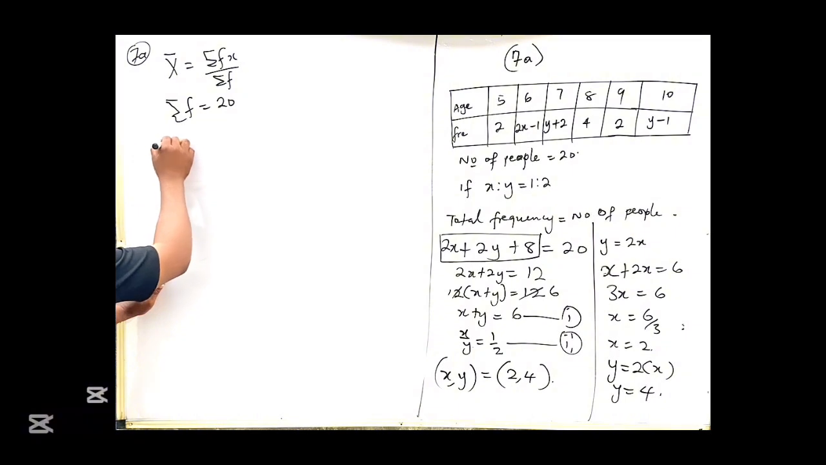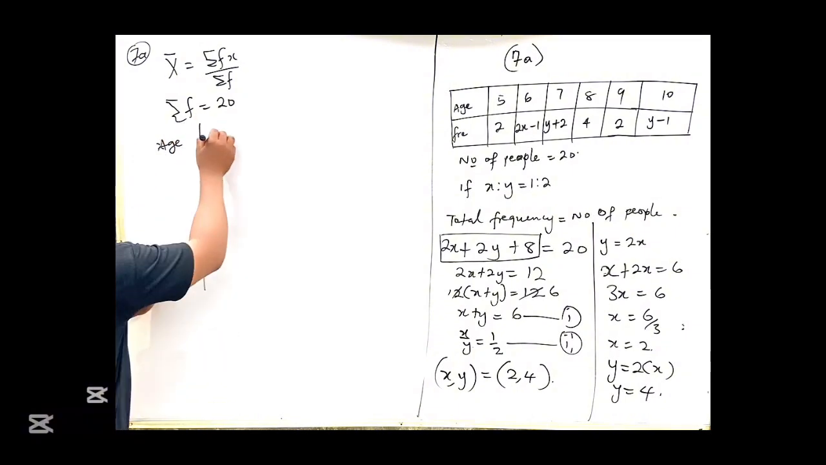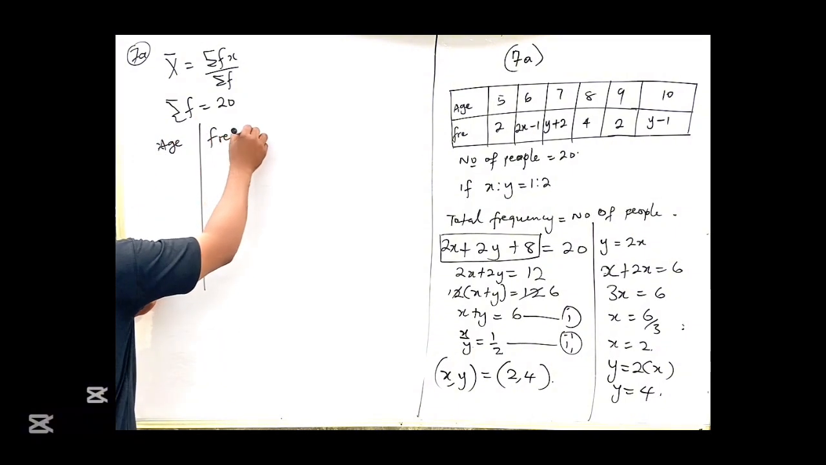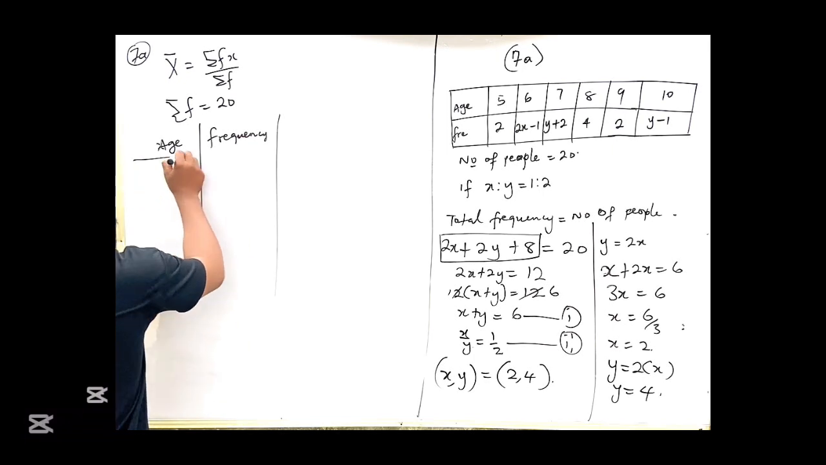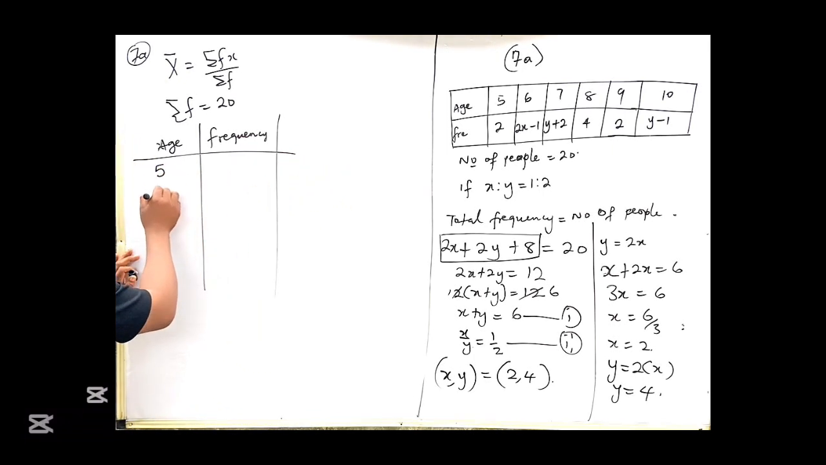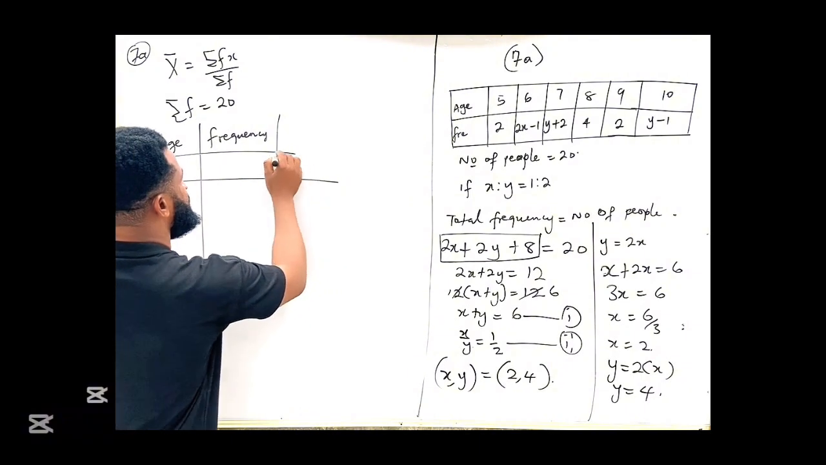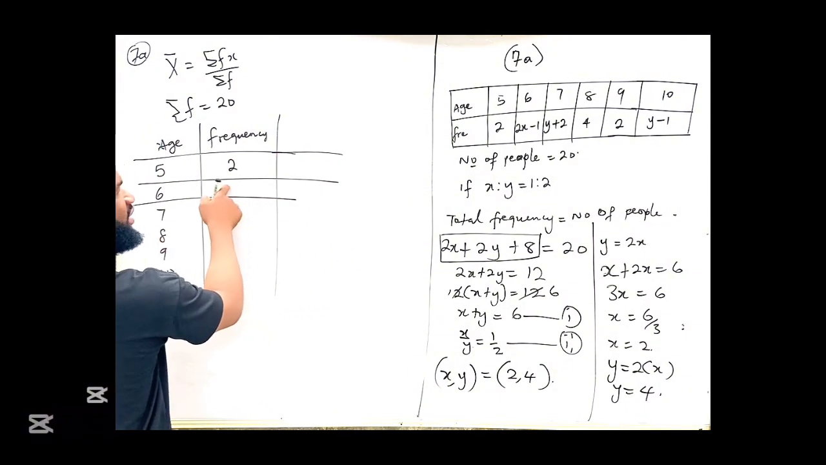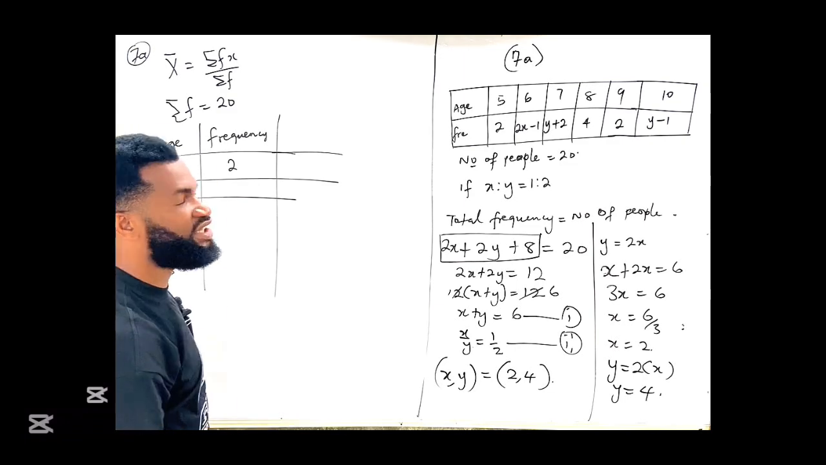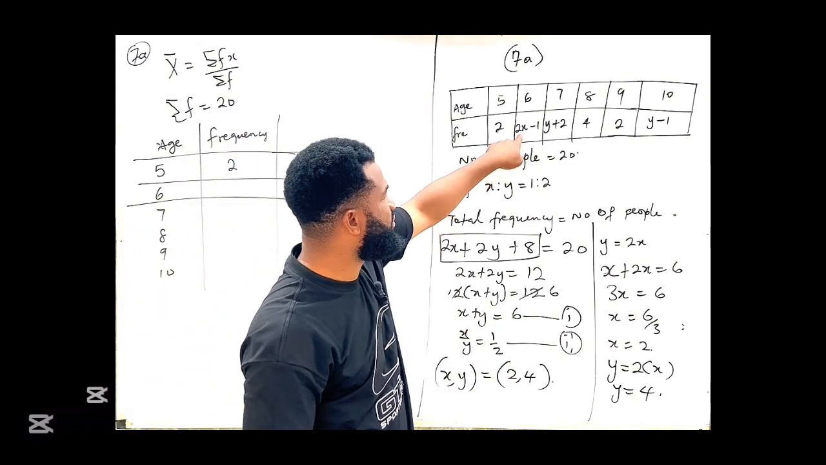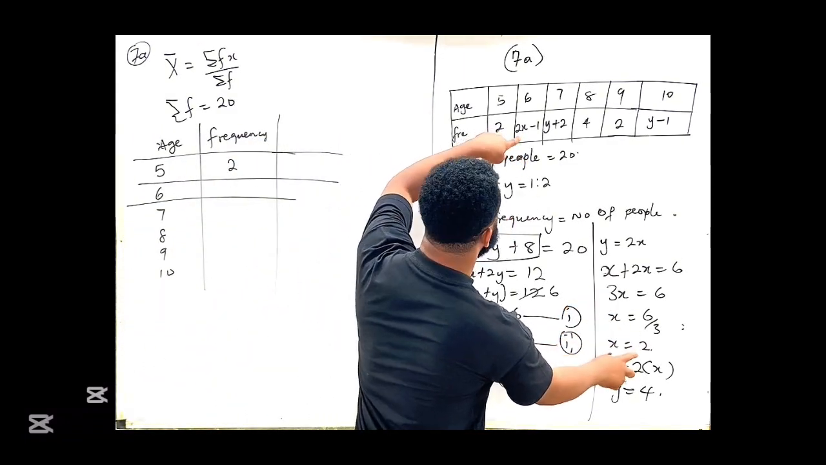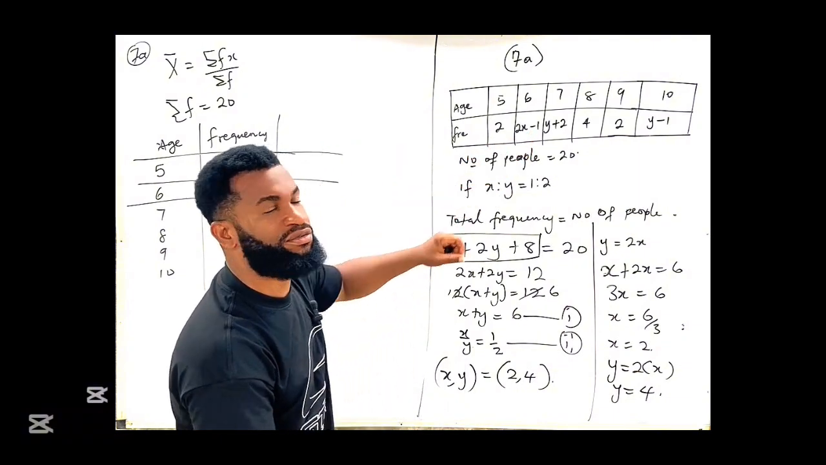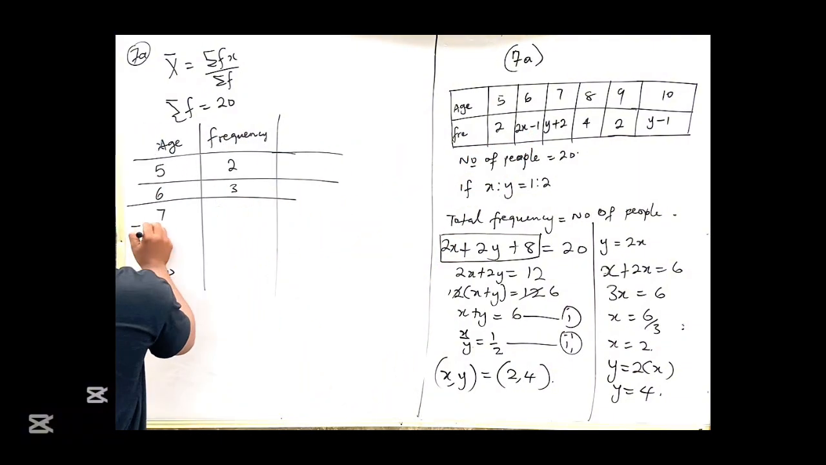Let's say age. And this is frequency. So I have 5, 6, 7, 8, 9, and 10. Under 5, the frequency is 2. Under 6, the frequency is what? That is where I will do the work. 2 times x is 2. 2 times 2 is 4. 4 minus 1 is 3. So this is 3 all over.